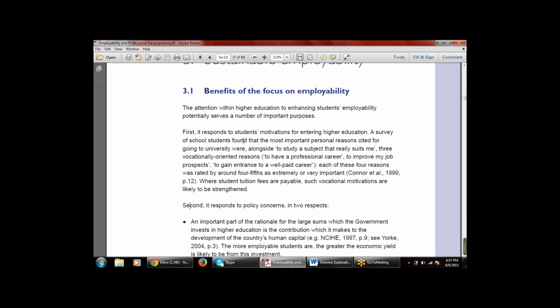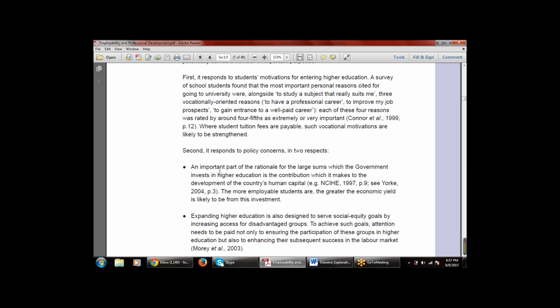Secondly, it responds to policy concern. An important aspect of the rationale for the large sum which the government invests in higher education is the contribution of the government. The government also contributes to the various employability skills. So that is the large sum which the government invests in higher education, a contribution which it makes to the development of the country's human capital.